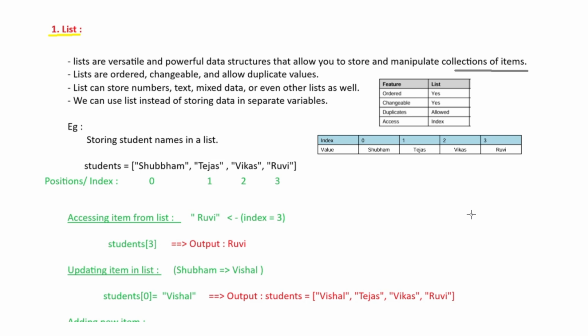A list can store numbers. It can store text. It can store mixed data. It can even store other lists as well. Lists are very flexible. You can change them. You can add new items. You can remove items. You can update existing items. This flexibility makes lists extremely powerful.